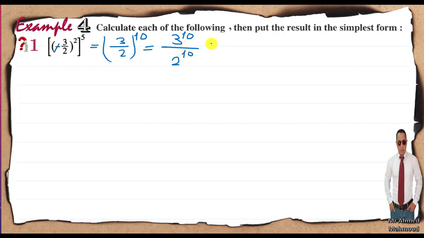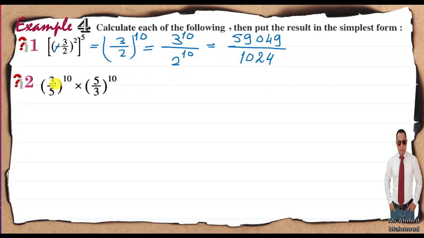So I'm going to evaluate this one. 3 power of 10 equals 59,049, and 2 power of 10 equals 1024. Now 3 over 5 all power of 10 times 5 over 3 all power of 10.